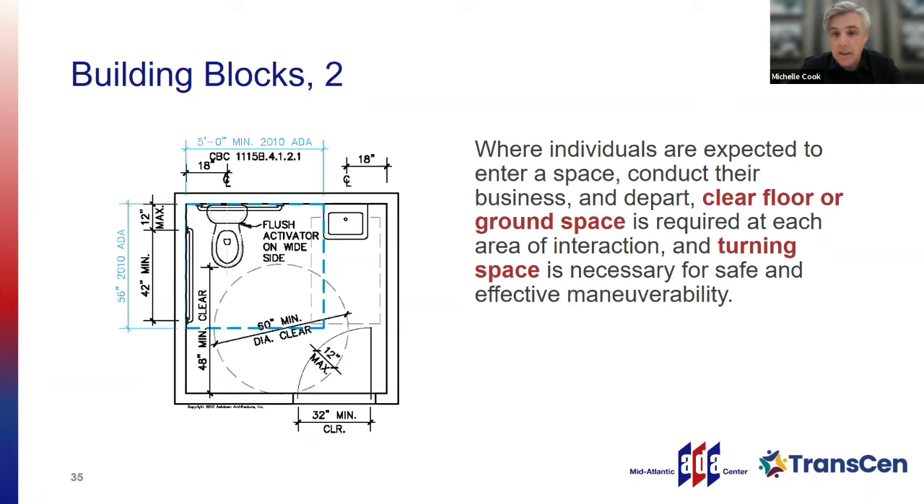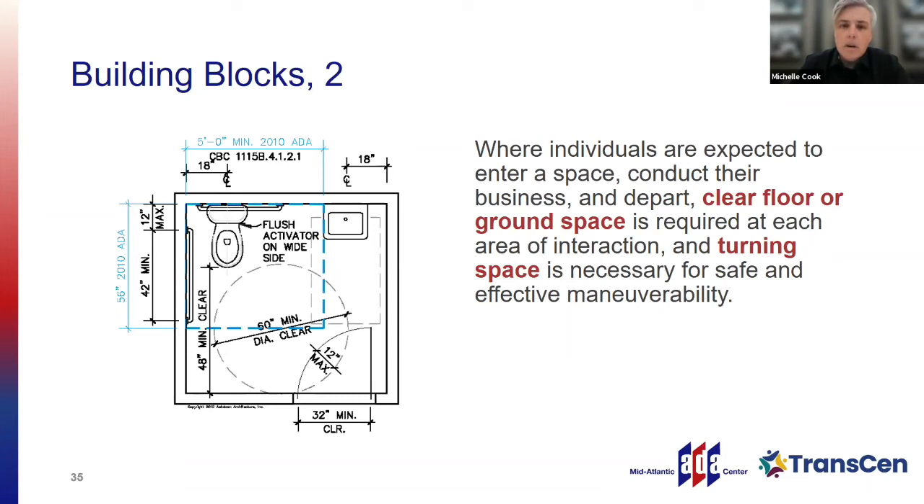And then turning space, in the diagram depicted, that's that 60 inch minimum diameter clearance inside this restroom facility, is necessary for safe and effective maneuverability. That's that get in, turn around, and get back out factor. There's multiple ways to provide turning space. The circular turning space of 60 inches wide minimum is one of those ways. It's probably the easiest also to see.